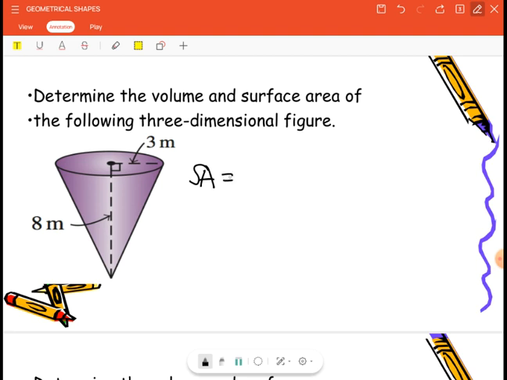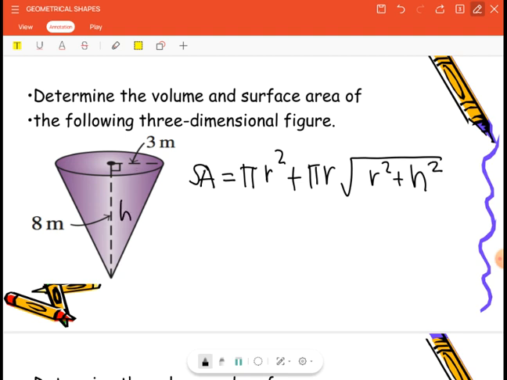And yung ating surface area for the cone is 1/3. Sorry. Volume pala ito, no? Yung surface area is equals to pi r squared plus pi r multiply by the square root of r squared plus h squared. Okay, ito yung h natin dito ha, yung 8. Ito yung r. Okay? Yan, r yan.